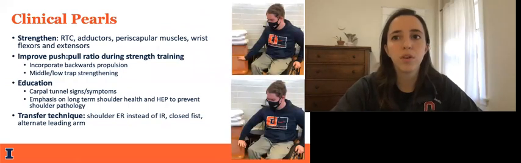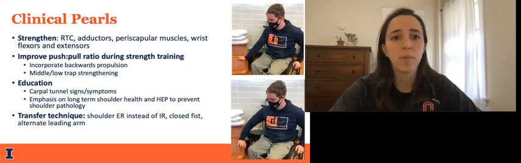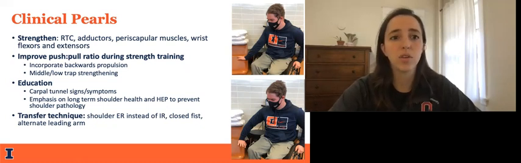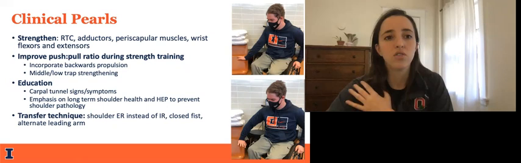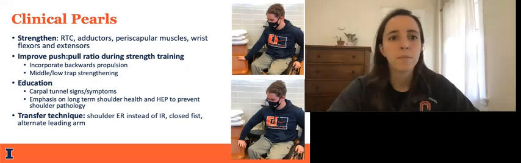So some clinical pearls before I let you guys go are to strengthen the rotator cuff, the adductors, periscapular musculature, and then wrist flexors and extensors. It's all about improving that push to pull ratio during strength training. You spend a lot of time pushing in your chair and only going forward. So you really got to work in backwards propulsion and then middle and low trap strengthening. They're going to have really strong anterior musculature. You got to make sure that you're balancing out the back.